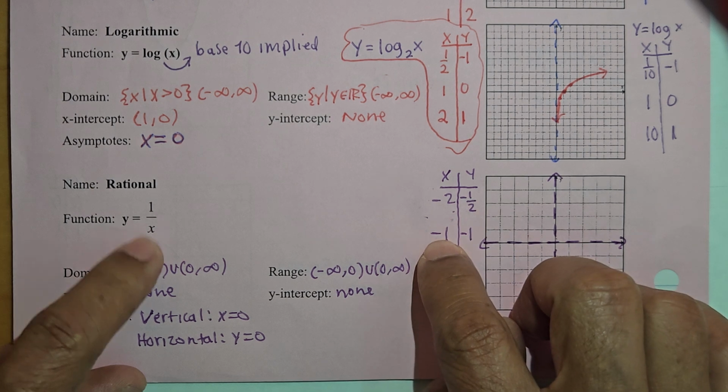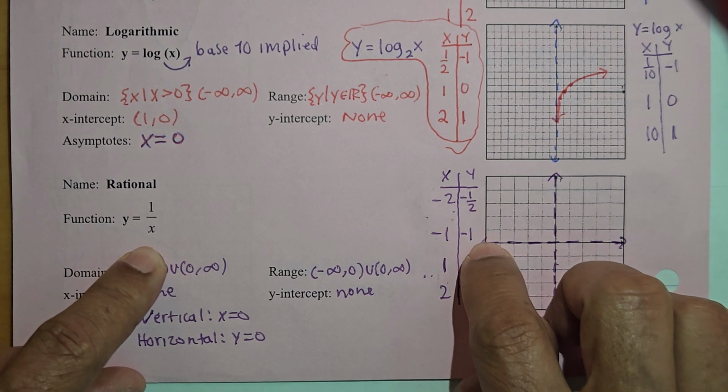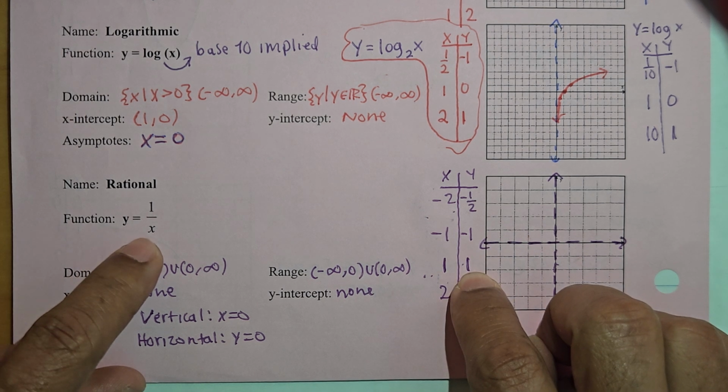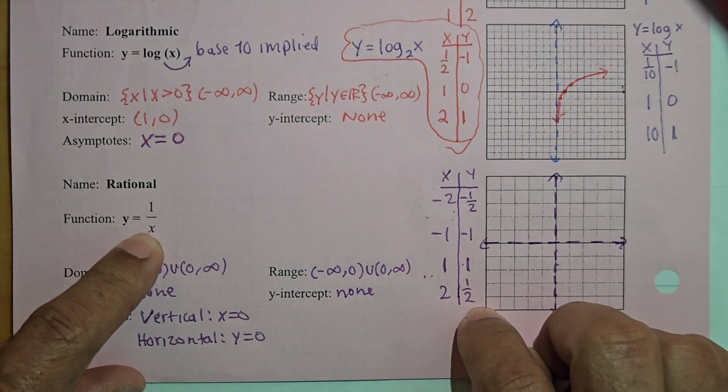What about when x is -1? Then this becomes 1 over -1, which is -1. When x is 1, it's 1 over 1, so y is 1. When x is 2, it's 1 over 2, so when x is 2, y is 1/2.